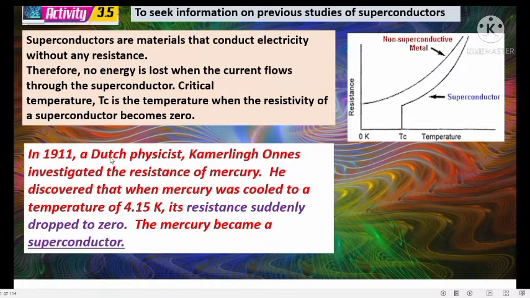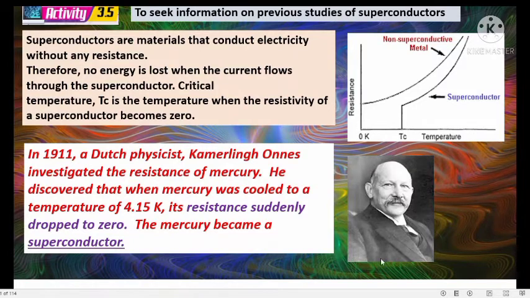In 1911, a Dutch physicist, Kamerlingh Onnes, investigated the resistance of mercury. He discovered that when mercury was cooled to a temperature of 4.15 Kelvin, its resistance suddenly dropped to zero. Very low temperature. It's about negative 269 degrees Celsius. The mercury at this temperature becomes a superconductor. Okay, this is the person.